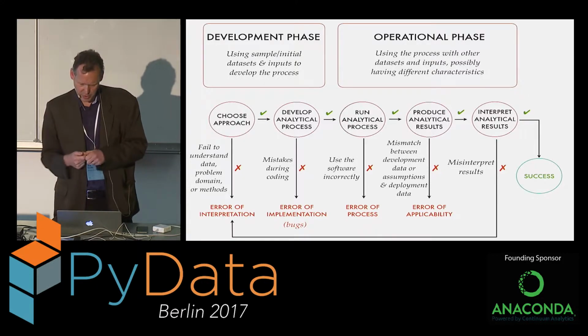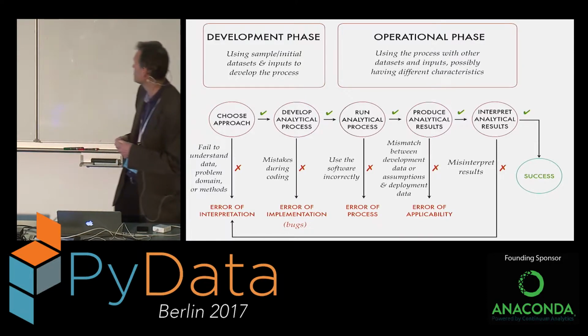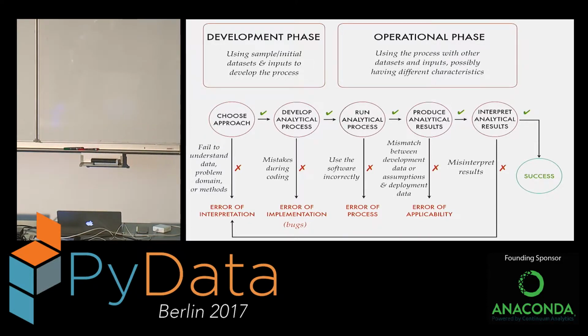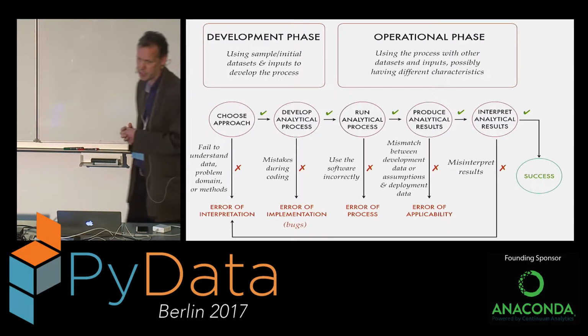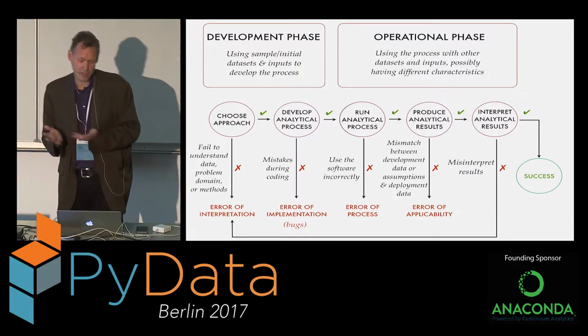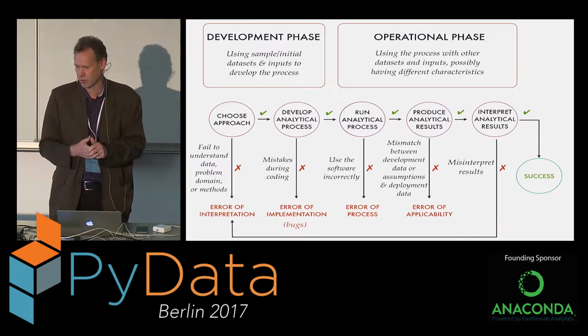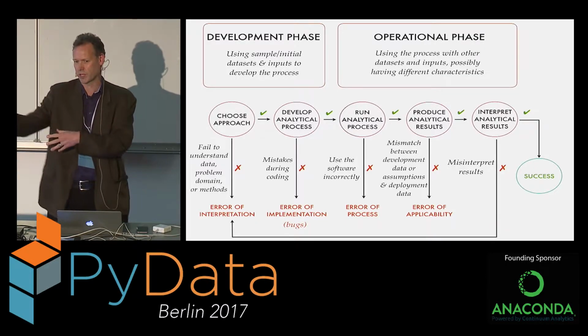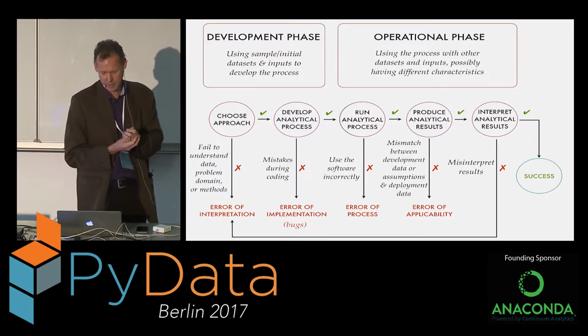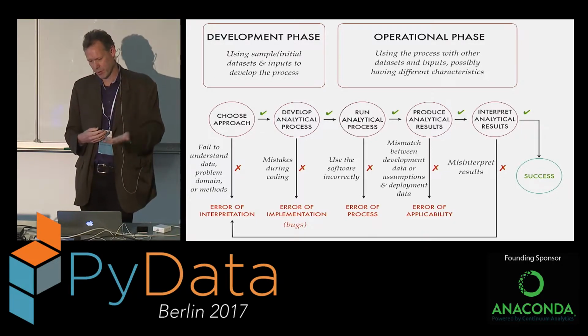And so during that operational phase, we get a whole load of extra opportunities for things to go wrong, because now we have to run that analytical process that we've developed. And there's the opportunity to use the software incorrectly, even if it's something as trivial as, we get the parameters in the wrong order, or we forget what file it is, or we think we're putting in one file and we're actually feeding in another file or something. We call those errors of process.